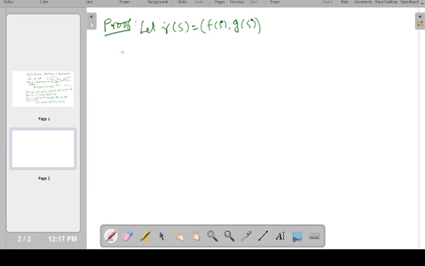Since gamma is unit speed, the norm of gamma dot of s is equal to 1, that means f of s square plus g of s square is equal to 1 for all s in alpha beta.